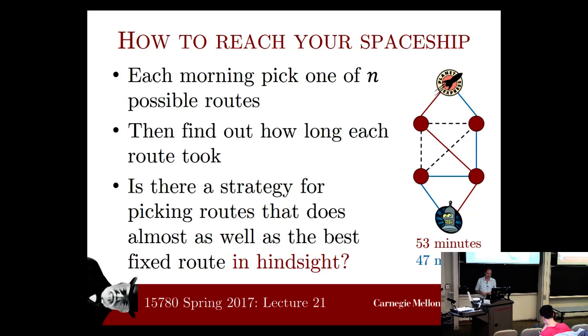So the question is, is there a strategy for picking routes that does almost as well as the best fixed route in hindsight? This sounds like a very challenging thing to do, right? What we're saying here is every morning we make a choice, and then we discover how good that choice was compared to other choices. And we're actually not going to make any assumptions about the structure of these losses. It can be anything. And we discover these losses only after making the choice every morning.